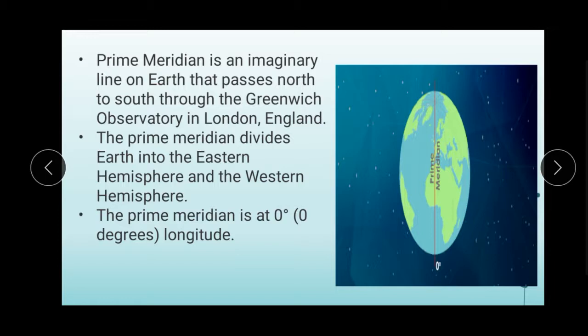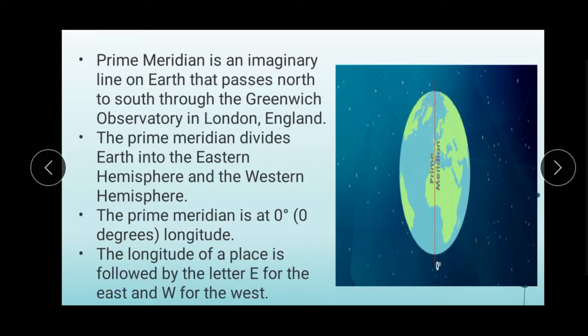Third point: the prime meridian is at 0 degree longitude. What is the degree of the prime meridian? 0 degree longitude. Then the longitude of a place is followed by the letter E for east and W for west. So places in the east will be noted with E. For example, if it is 18 degrees in the east, it is 18 degrees E. If it is in the west, how will we write it? 80 degrees W. Understood, children?